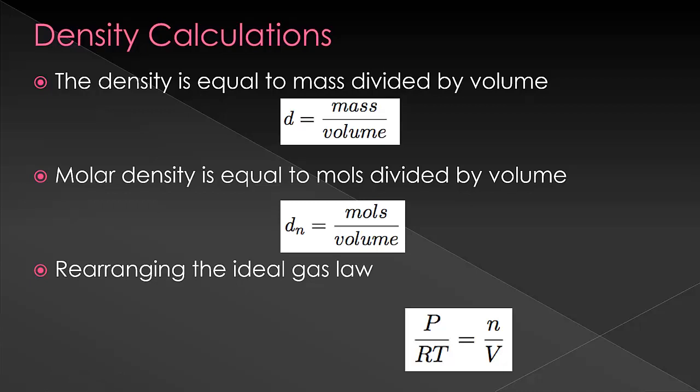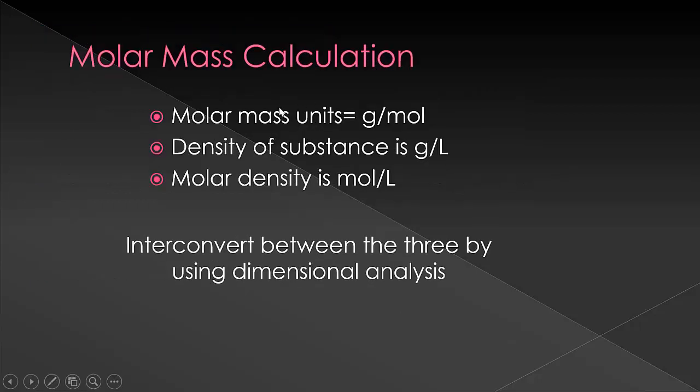The other option, which is really the same thing, just worded a little bit differently, is to look at all the units here. If we think about what our units are of molar mass, it's going to be grams per mole. And if we think about our density of the substance, grams per liter, and our molar density of the substance is moles per liter, we can use these units just like a formula to solve for what we're looking for.